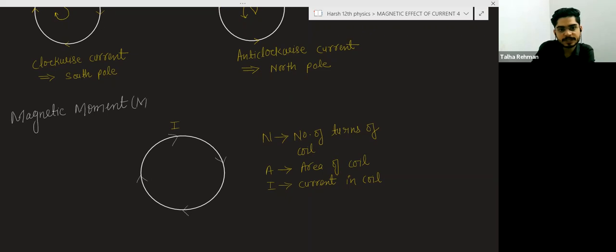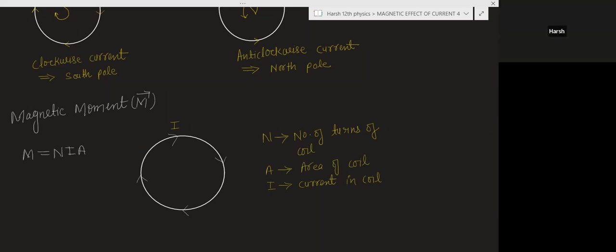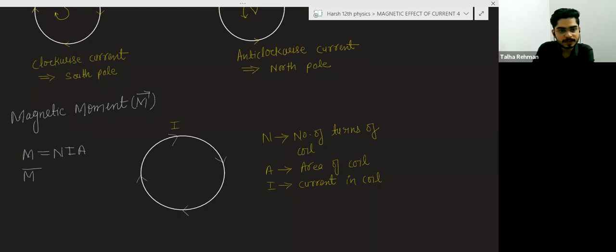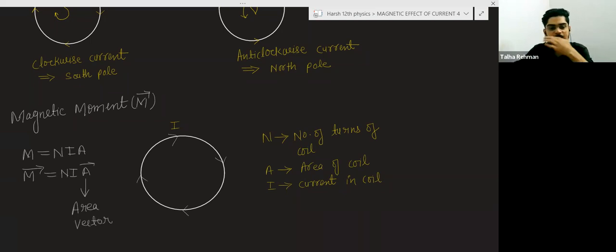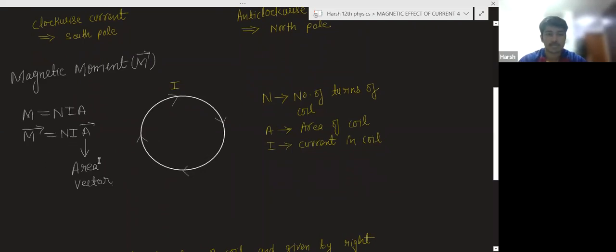Magnetic moment is represented by M, and this magnetic moment is a vector quantity. It is given by the number of turns in the coil, the current in the coil, and the area of the coil. In vector form, the magnetic moment is written as N into current into area vector. So the direction of the magnetic moment will be the same as the direction of the area vector. This is the formula of the magnetic moment.